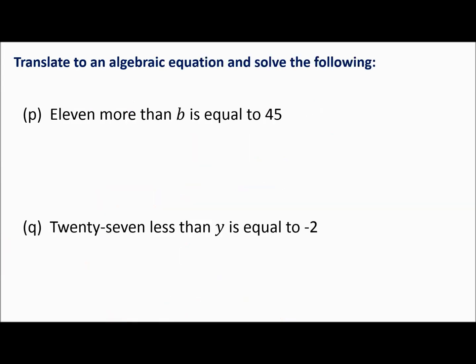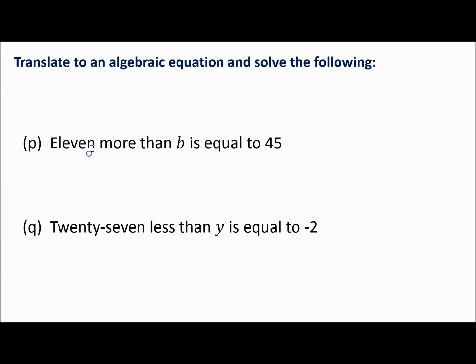Okay, let's do something new. So we're supposed to translate to an algebraic equation and then solve. We're already used to this translating stuff too. We had a whole section on translating algebraic phrases. So 11 more than b. How would we write that? Well, 11 more than something just means we add 11 to that thing, right?